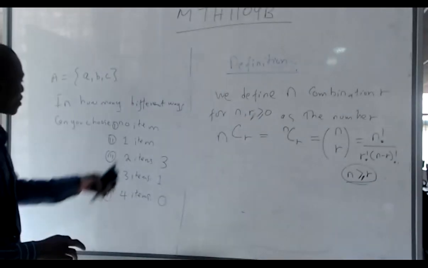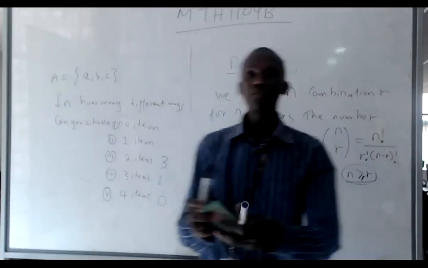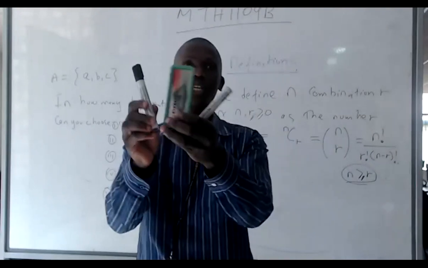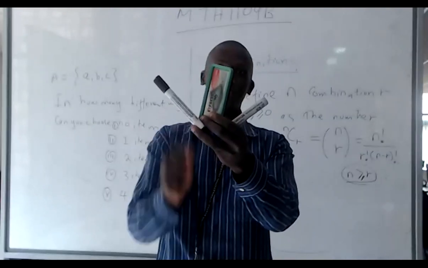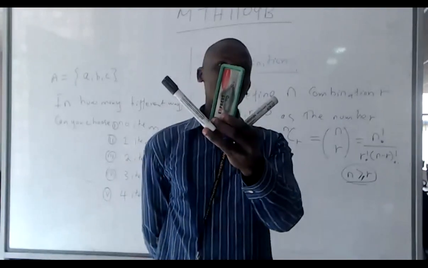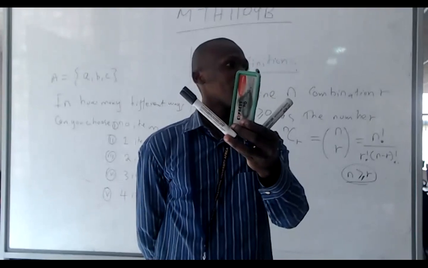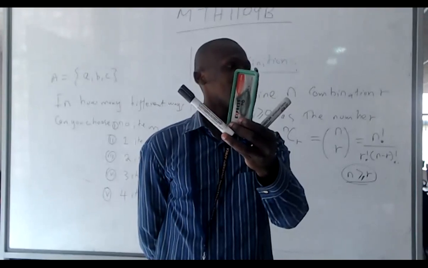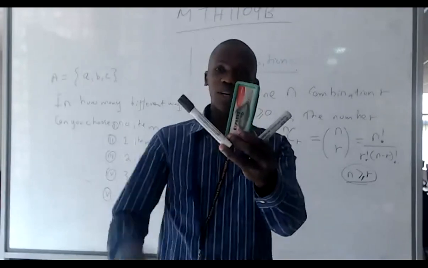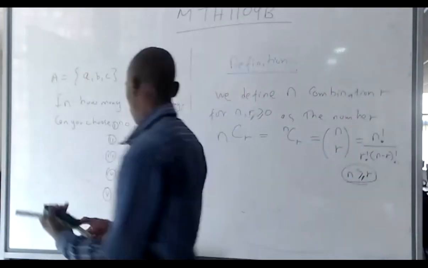How about 1 item? How many different ways can you choose 1 item from this set? 3. Can someone explain why you're saying 3? Because you can only pick 1 item once. You can choose this pen, or this one, or this other pen. So it's 3.